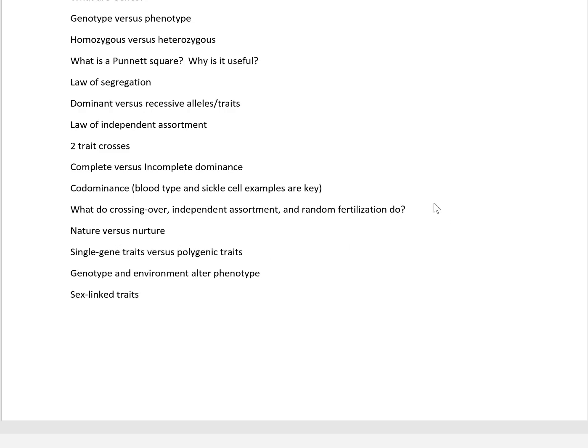All right, next, what do crossing over, independent assortment, and random fertilization do? So crossing over is the fact that, during meiosis, for chromosome 7 or whatever, you can get all of your mom's mom's or all of your mom's dad's, or you get a mixture that's mainly mom's mom or mainly mom's dad. That's this crossing over process that occurs during meiosis.